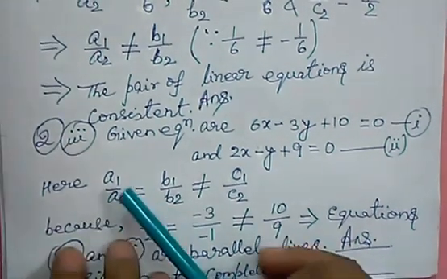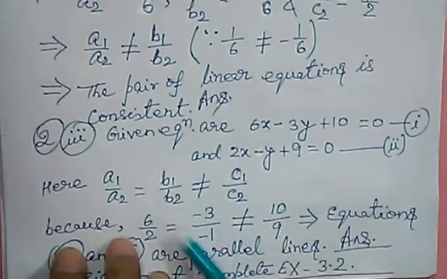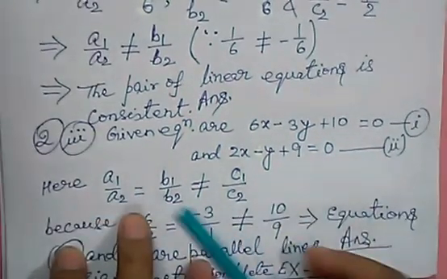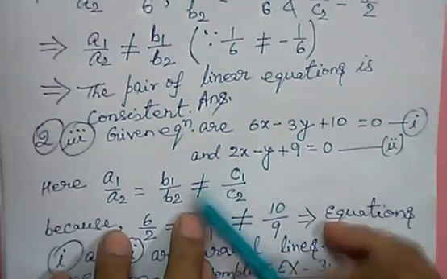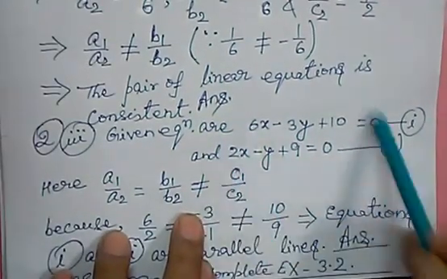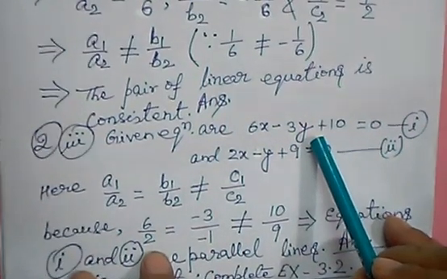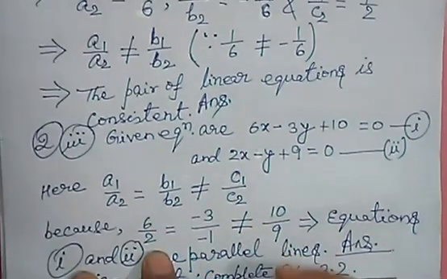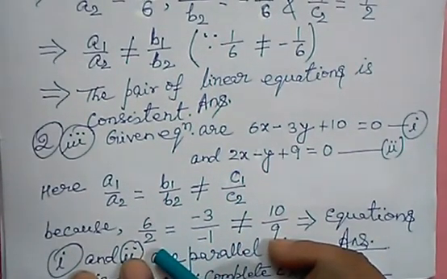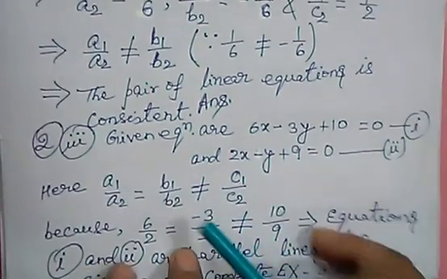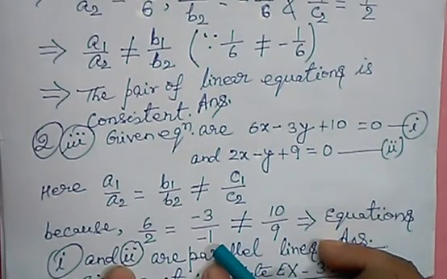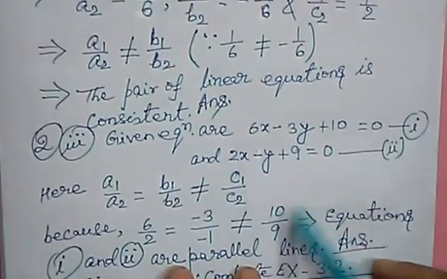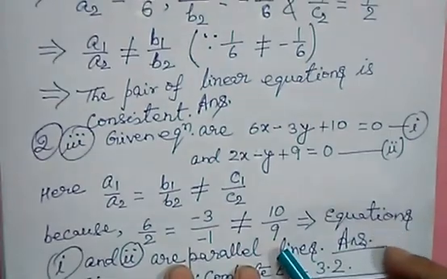Here again you see that a1 upon a2 is equal to b1 upon b2 but not equal to c1 upon c2, which is clear from these given equations. Because see here, for a1 upon a2 the value is 6 upon 2, and for b1 upon b2 it is minus 3 upon minus 1. But this is also not equal to the value of c1 upon c2, that is 10 by 9.